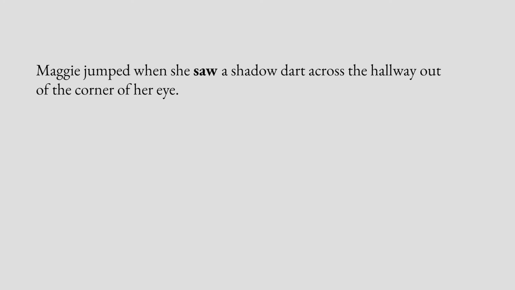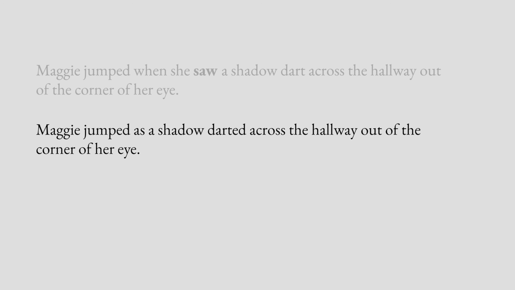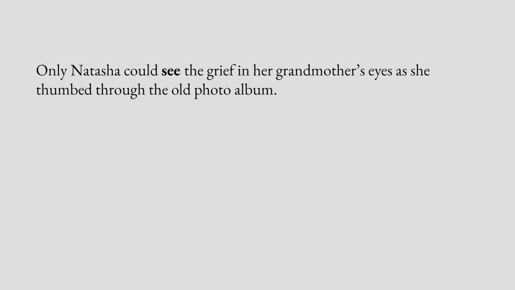"Maggie jumped when she saw a shadow dart across the hallway out of the corner of her eye." Or, "Maggie jumped as a shadow darted across the hallway out of the corner of her eye." However, there are times when see can be a helpful word to use, particularly when a character is actively observing something, or when their act of seeing is pivotal to their experience or the plot. For instance, in a case where a character is observing something that may be unnoticed by others: "Only Natasha could see the grief in her grandmother's eyes as she thumbed through the old photo album."